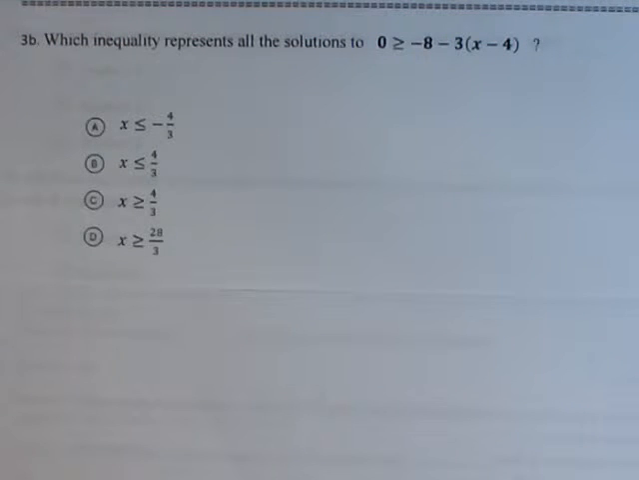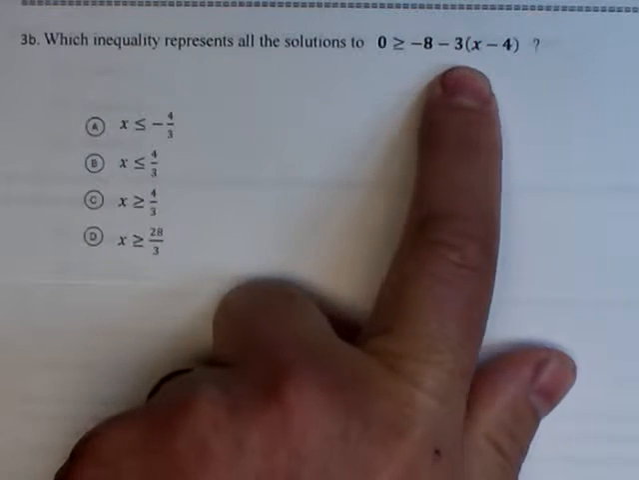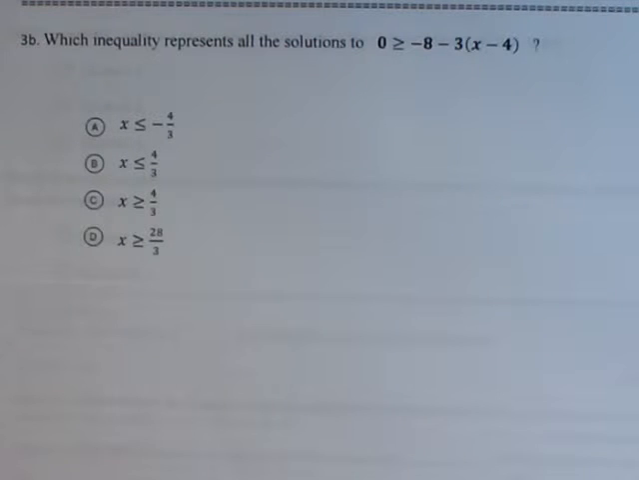Problem 3b. Which inequality represents all the solutions to 0 is greater than or equal to minus 8 minus 3 times the quantity x minus 4?